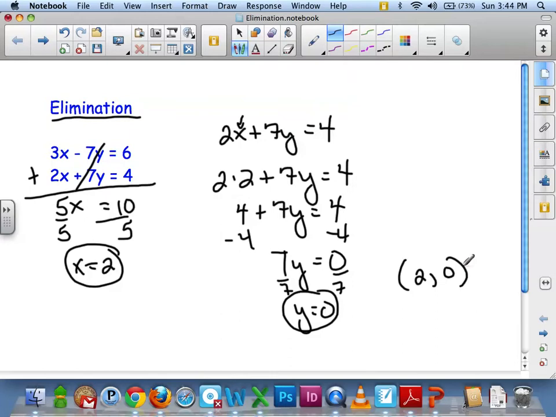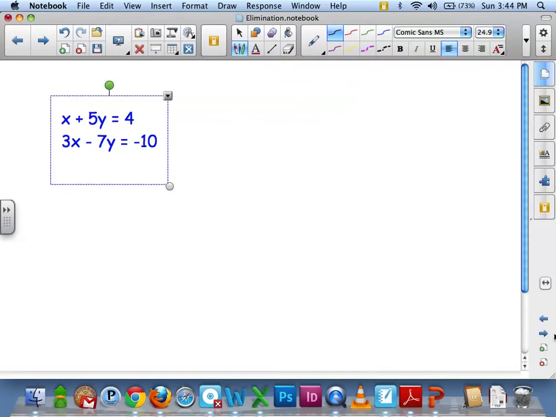Right? So elimination. We're eliminating one of the variables, the x or the y. So let's look at the next one. Alright, well, we aren't as lucky as the last one. We've got these two equations. The x's, if we add them or subtract them, they're not going to eliminate each other. The same thing with the y's. So what we're going to do is I'm going to actually take this first equation and change it.